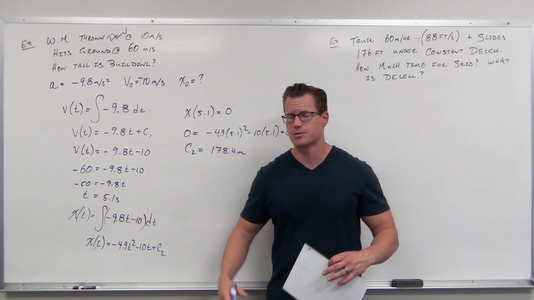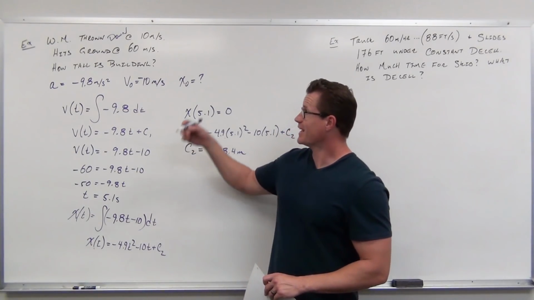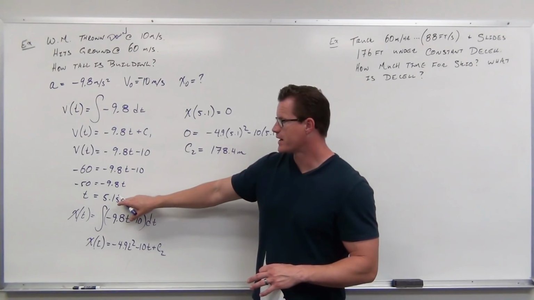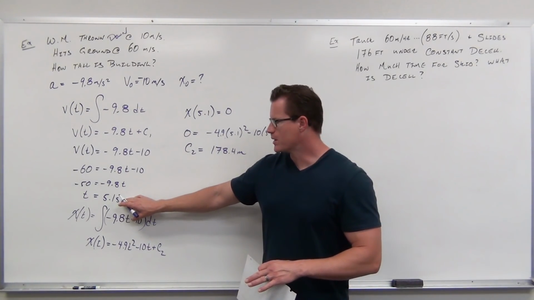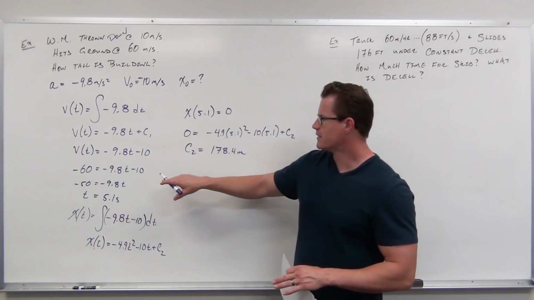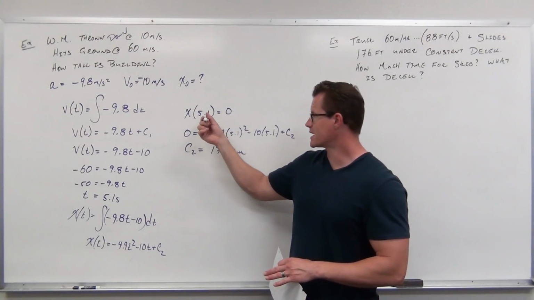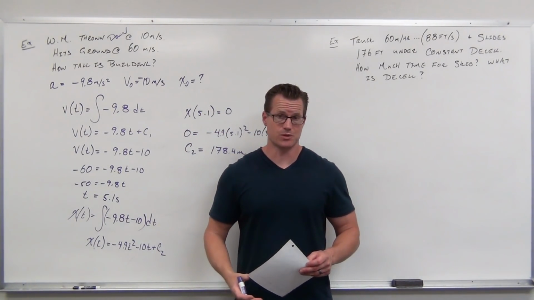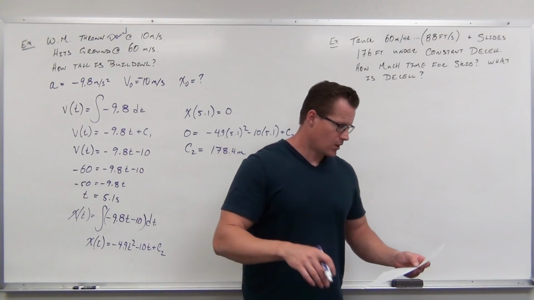So you sit on top of this building, throw the watermelon down at negative 10 meters per second. It's going to hit the ground at 60 meters per second. We use that fact to find a time when it achieves 60 meters per second downward. We went backwards from position, plugged in the fact that it's hitting the ground, that's 0, at 5.1 seconds, that's time, and that let us solve for C sub 2, which is our initial position. That's kind of cool. So we know how tall that building is now. Okay, next one.